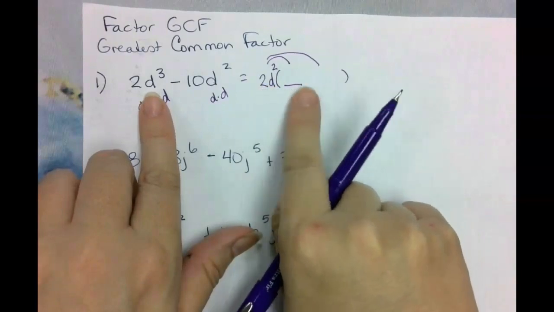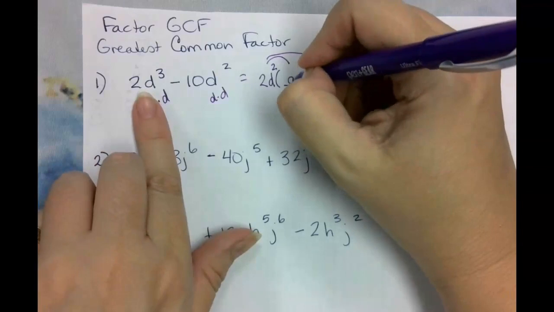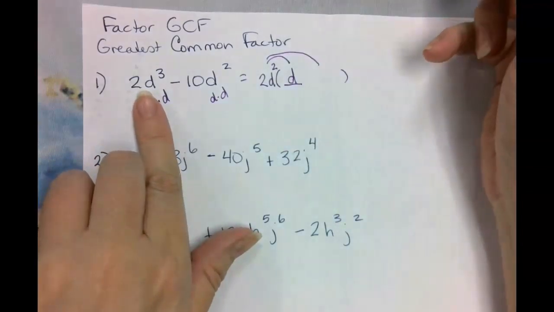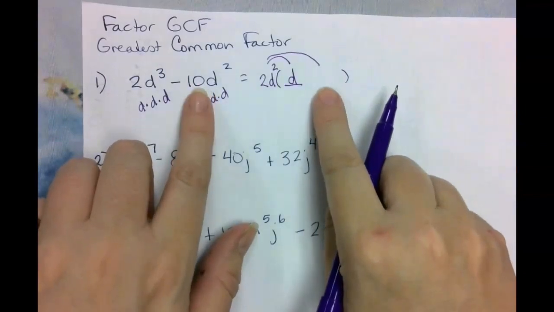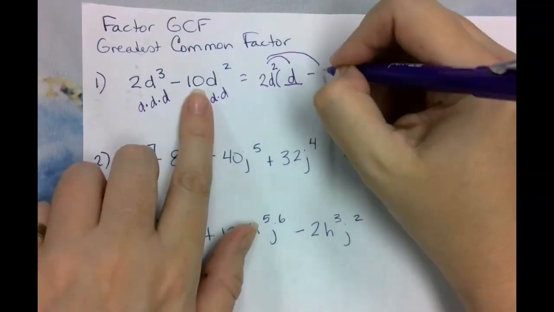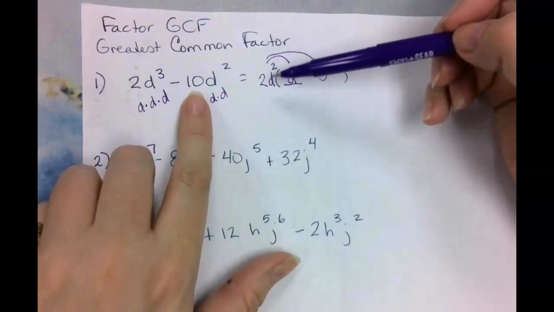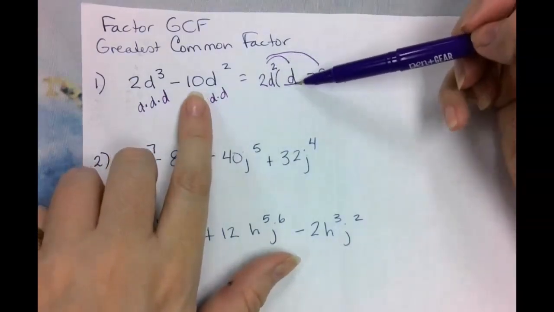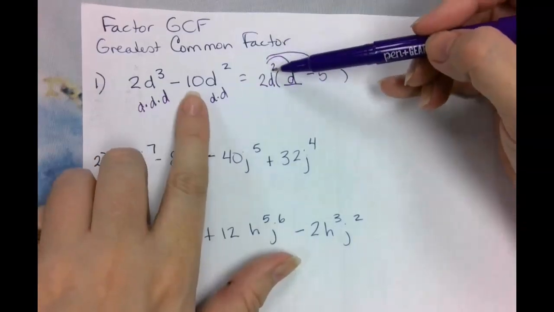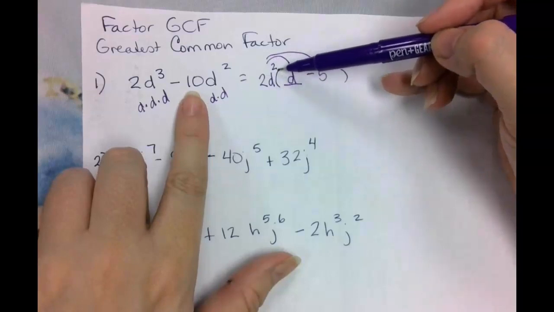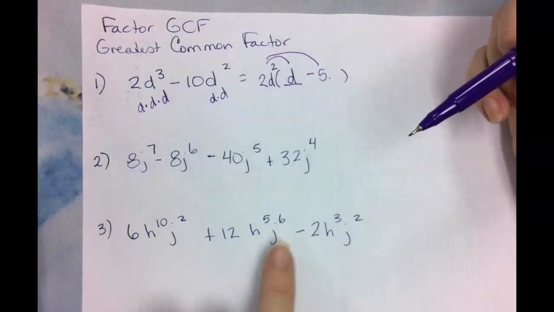What times d will get me d cubed? Well, I need another d there. And what times d squared would get me 10d? Well, that has to be -5. And this is the opposite of distributing. So let's just check it again. 10d squared times d is 10d cubed. 2d squared times -5 would get me -10. Okay, let's try another one.